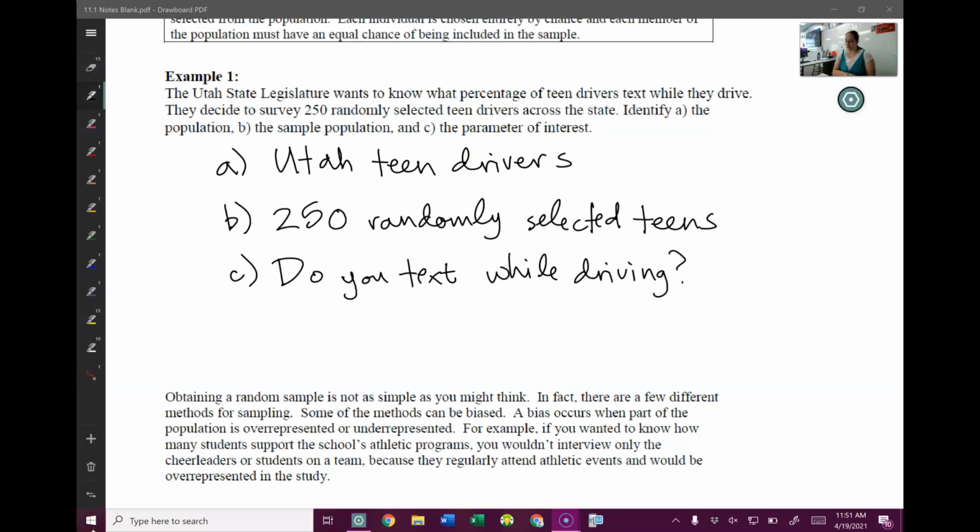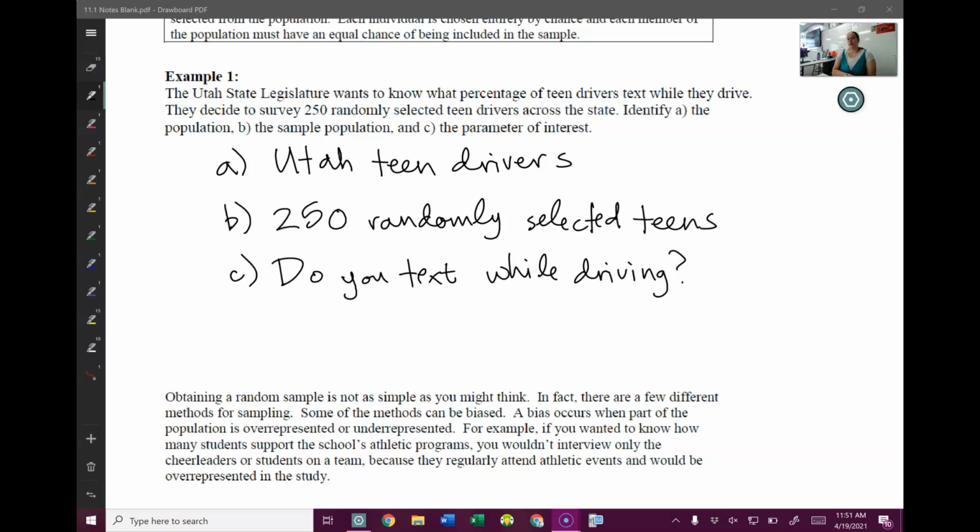Check what you got with what I got. So our population is Utah teen drivers. Make sure you didn't just put teen drivers, because the Utah State Legislature doesn't care about teen drivers in Vermont. They want to know about the teen drivers in the state they're working in. So our population is specifically Utah teen drivers. They're sampling 250 randomly selected teen drivers. And their parameter of interest is, do you text while driving? That's what they want to know.